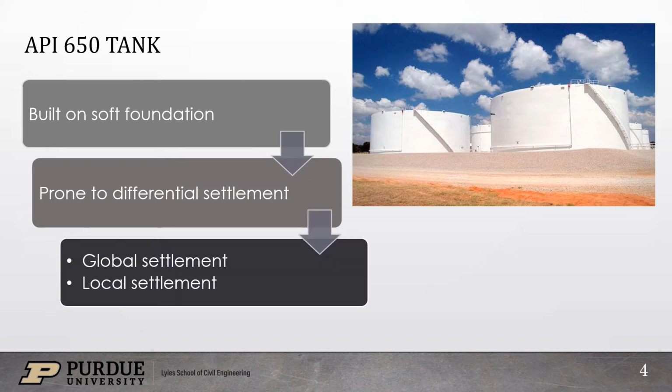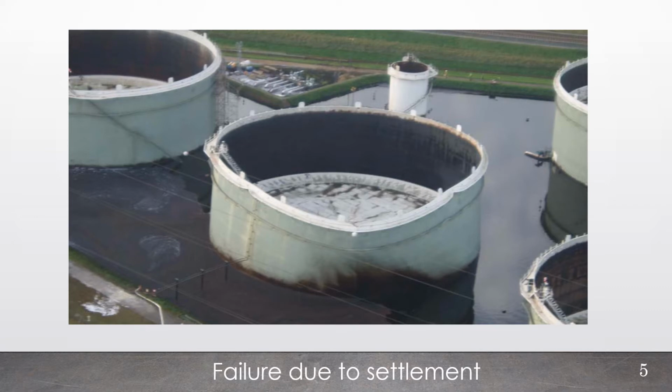There are two kinds of differential settlements which we typically look at. One is global settlement, one is local settlement. I'll talk in more details in upcoming slides. This is one of the failures which took place because of differential settlement. You can see oil spill all across the tank farm and how much damage it caused.